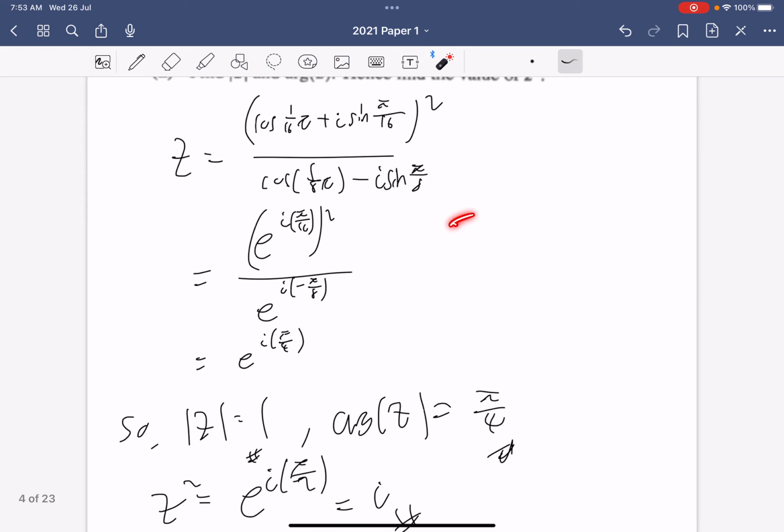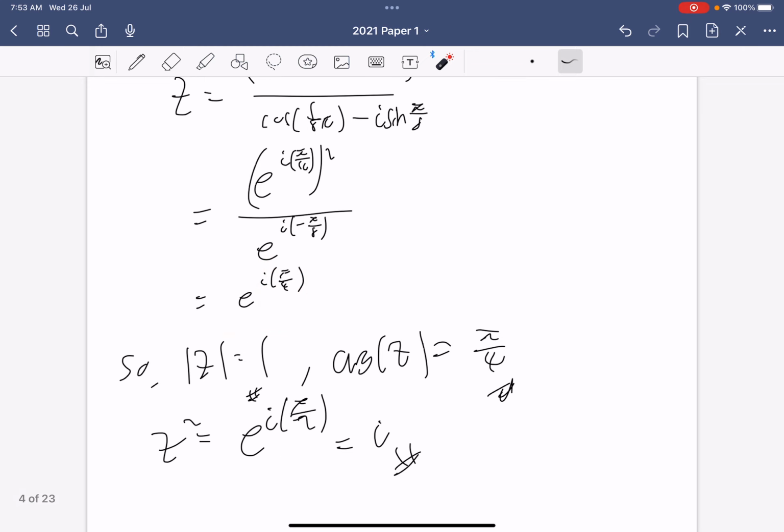When the 2 comes in, it becomes pi over 8 minus pi over 8, so that is pi over 4. So quickly you can get this form. And with this form, you can immediately say what the argument and modulus are. The modulus is this coefficient, which is 1, and the argument is pi over 4.